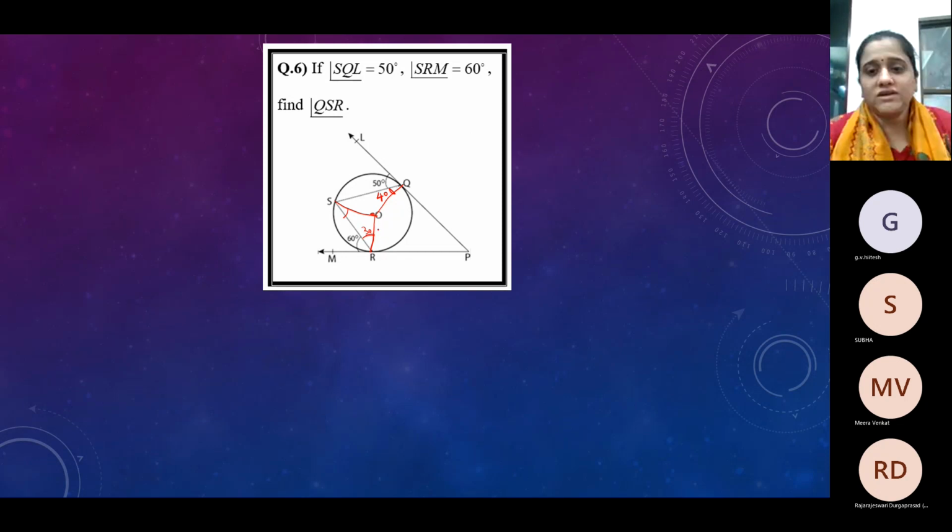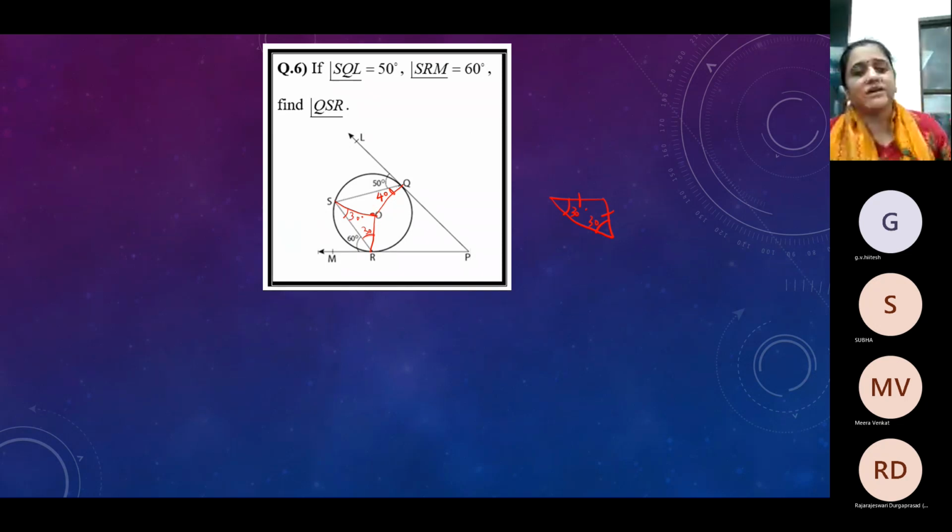Isosceles triangle property. In a triangle, when two sides are equal, the two angles opposite them are equal. So if this is 30 degrees, this is also 30 degrees. Same thing in the other triangle.